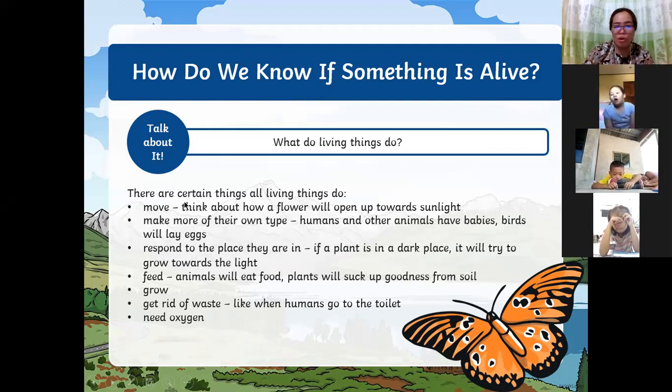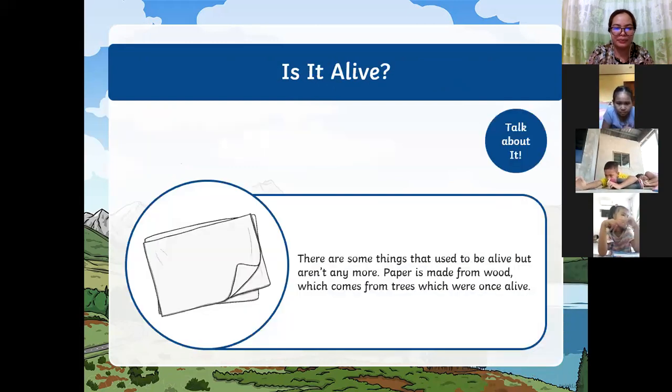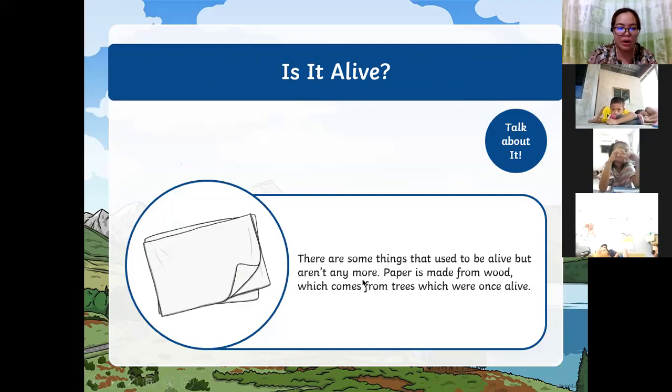Non-living things cannot move. They cannot make more of their own type. They cannot respond to the place they are in, or they don't have stimuli. Then they cannot feed, or you cannot feed them. They cannot grow. They cannot get rid of waste, and they don't need oxygen.